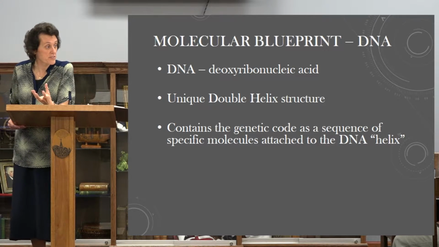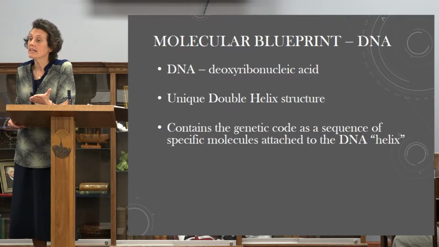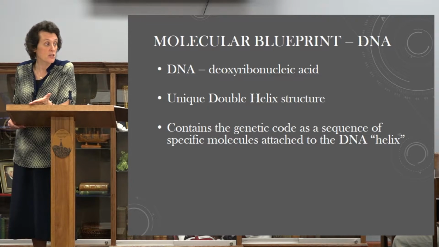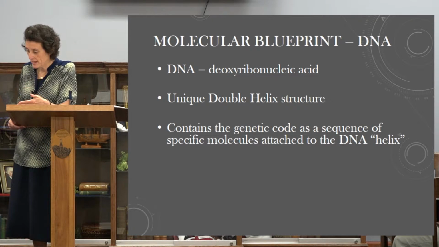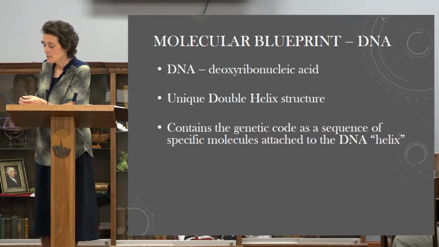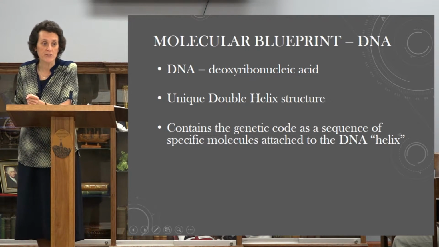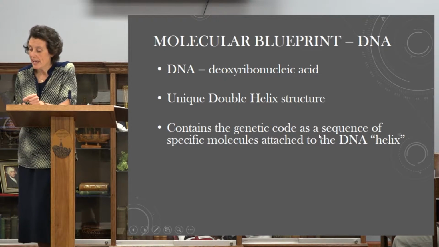Where is genetic information carried in the cell? The answer is in DNA. This is located in the nucleus of all of our cells, and all animal cells and all plant cells. So DNA, deoxyribonucleic acid, has that unique double helix structure, and it contains the genetic code.